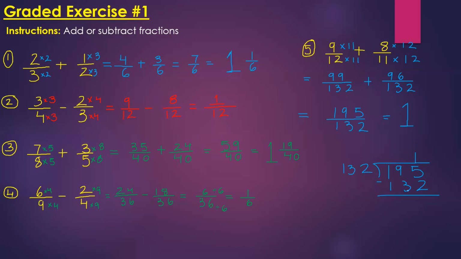What is 195 minus 132, Alasia? 63. So why are you telling me another number? I did the multiplication wrong. Oh, okay. So it's going to be what, 63 over what? 132. It's a big one. Okay.